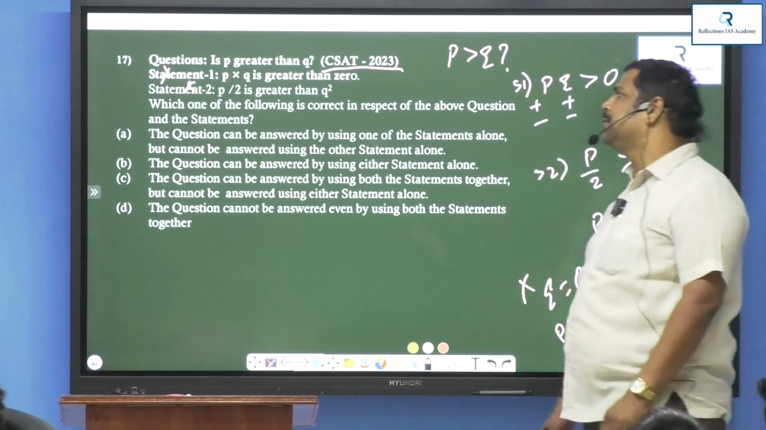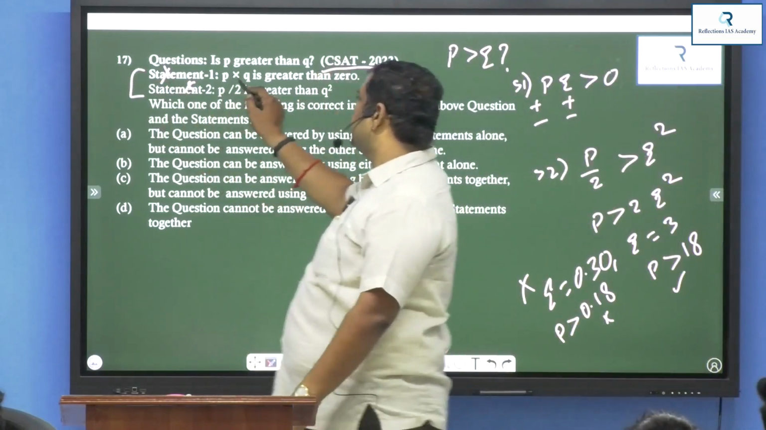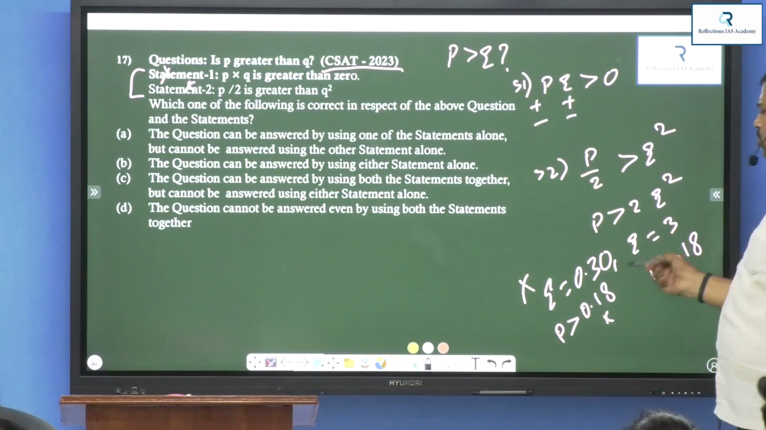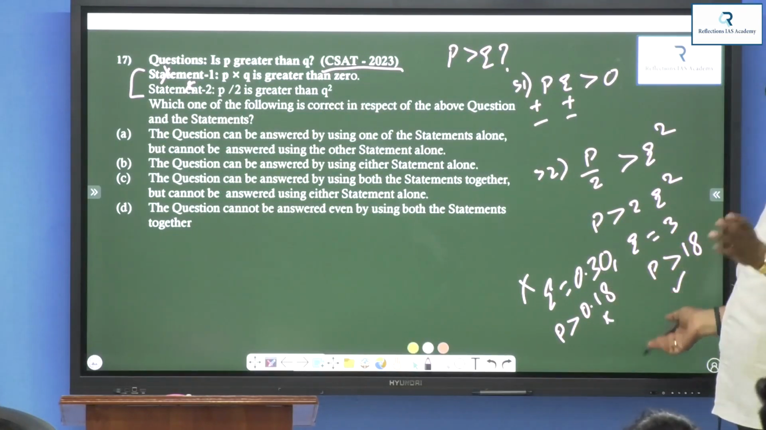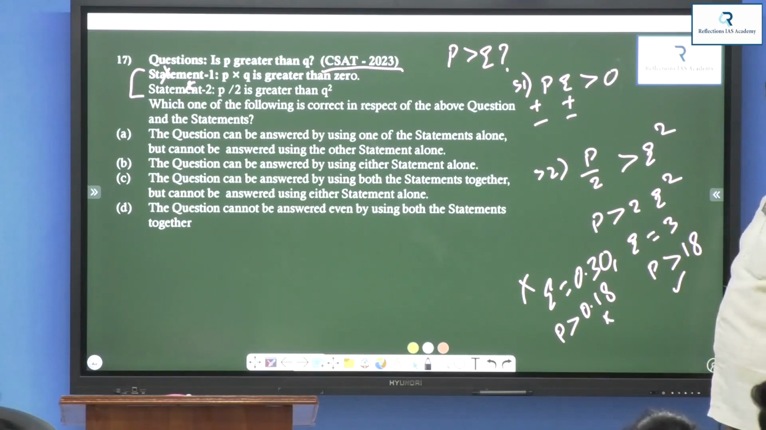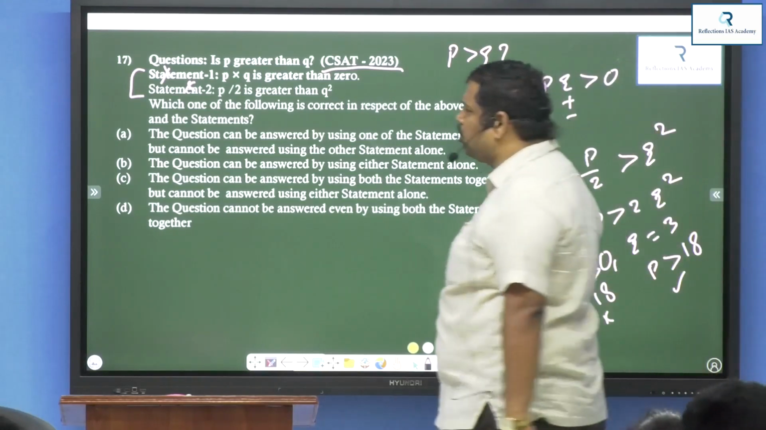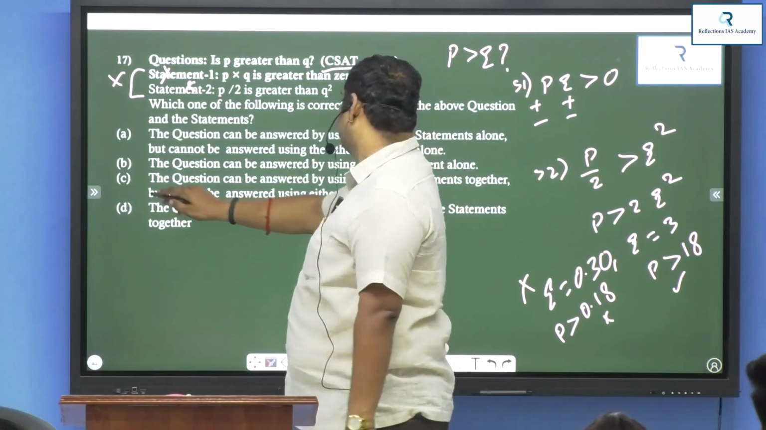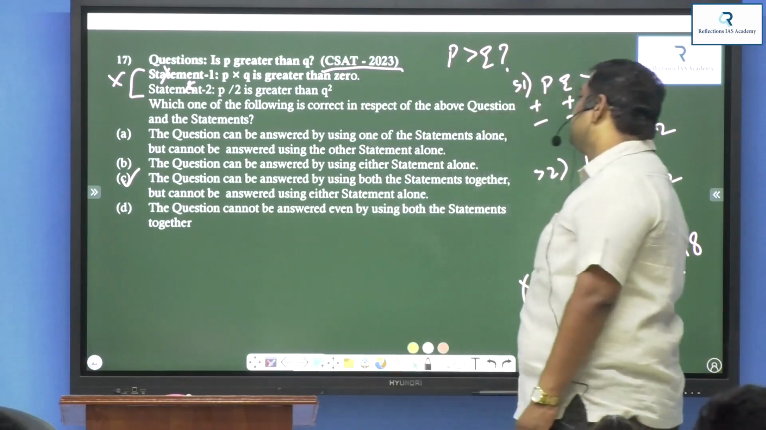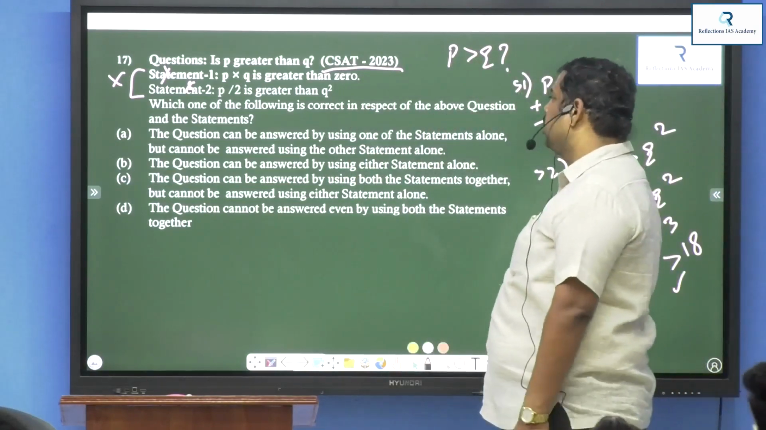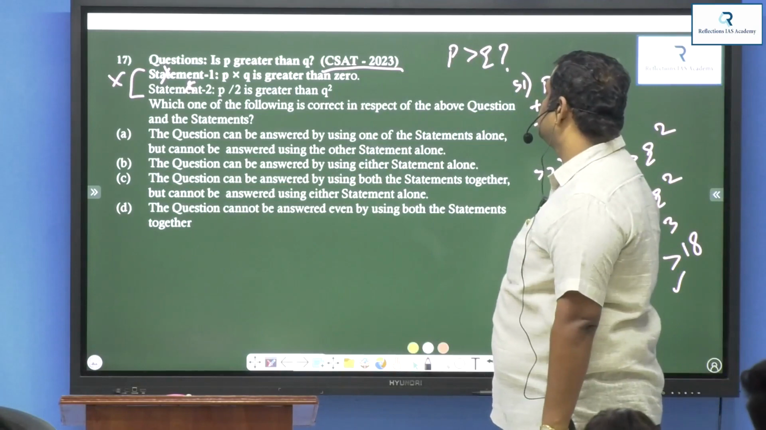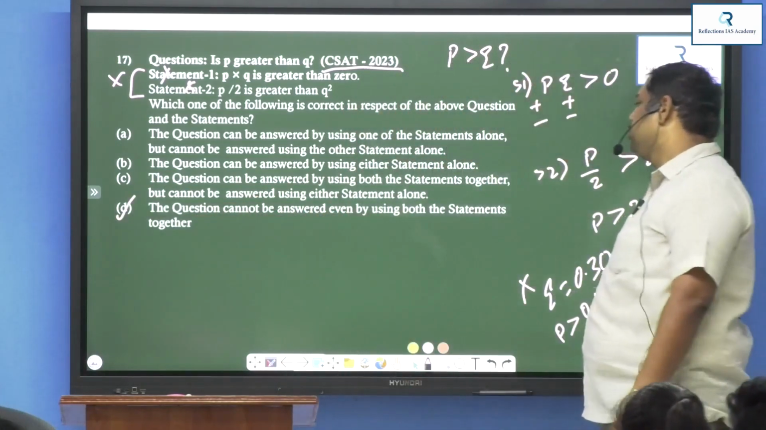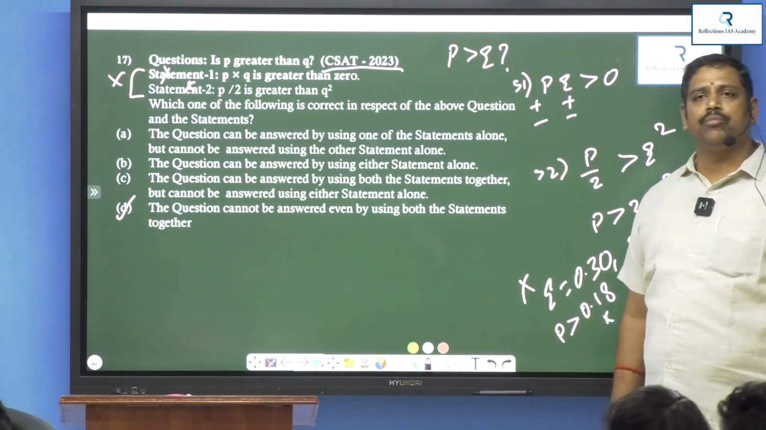What does the together case say? Sir, the first one says that both are positive or both are negative. Okay, in this case both are positive. In that, did you get a decision or are you unable to get a decision? So now tell me, are both together sufficient or are both together also not sufficient? Both together also not sufficient. What is the answer? C. The question can be answered by using both the... sorry. D. Yes, D. The question cannot be answered even by using both the statements together.